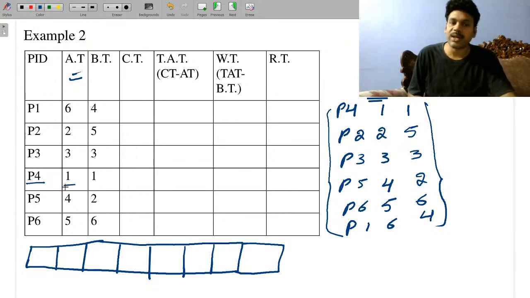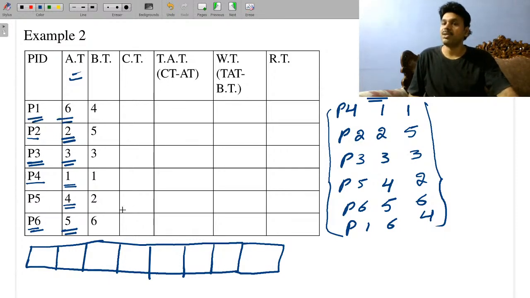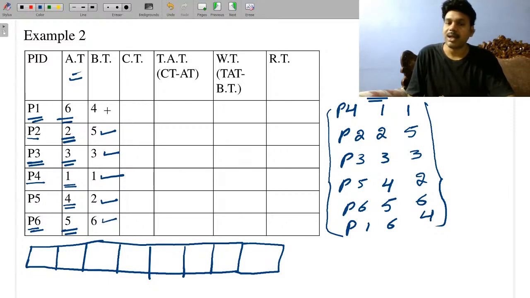So first P4, I have written because it arrived at 1. Then P2, because it arrived immediately. Then P3, because it arrived immediately. Then next one P5, because it arrived at 4. Next P6, it arrived at 5. Next P1, it arrived at 6. According to that I have chosen burst times also. So P4 burst time I took 1, P2 burst time 5, P3 burst time 3, P5 burst time 2, P6 burst time 6, and P1 burst time 4.